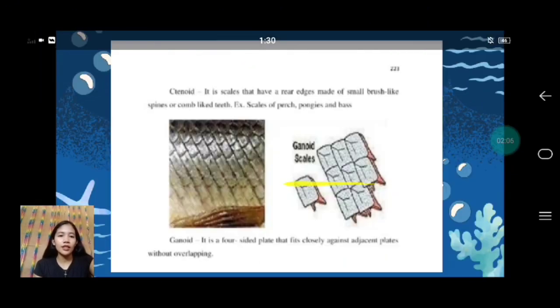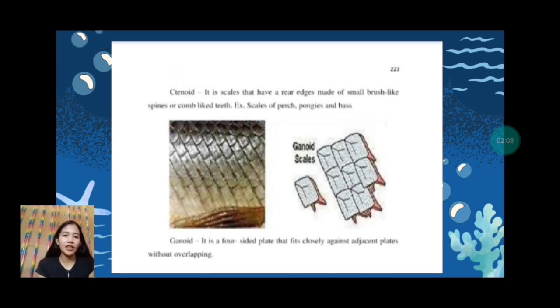Next, let's proceed to the ganoid. The ganoid is a four-sided plate that fits closely against adjacent plates without overlapping. So this is an example of the ganoid scales.